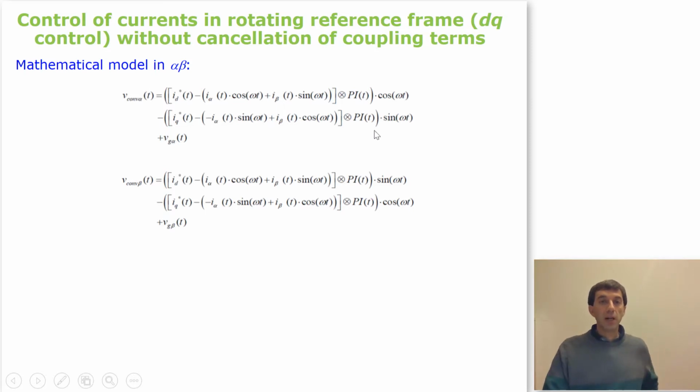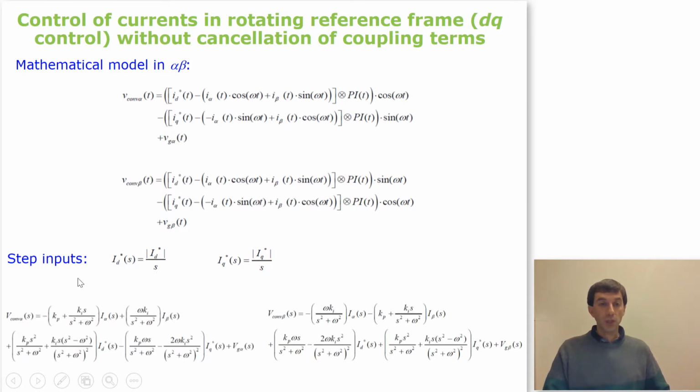We have very similar time domain expressions for the model of the control, but here, if you remember the previous slides, the previous analysis with cancellations, we don't have the coupling terms cancellations. So therefore, they are the same, but without those two feed-forward terms. Here we substitute the step inputs, and we can obtain the Laplace domain expressions for alpha and beta converter voltages, which are these ones.